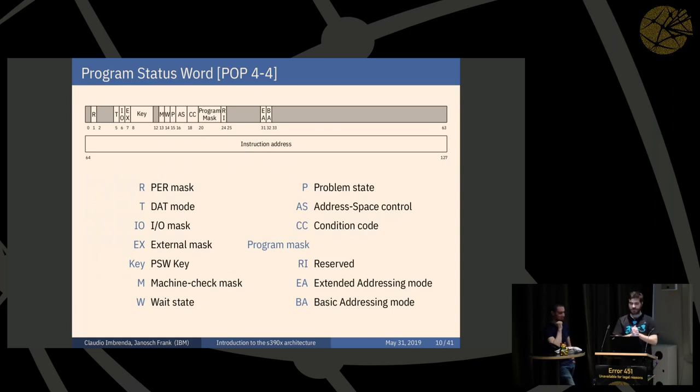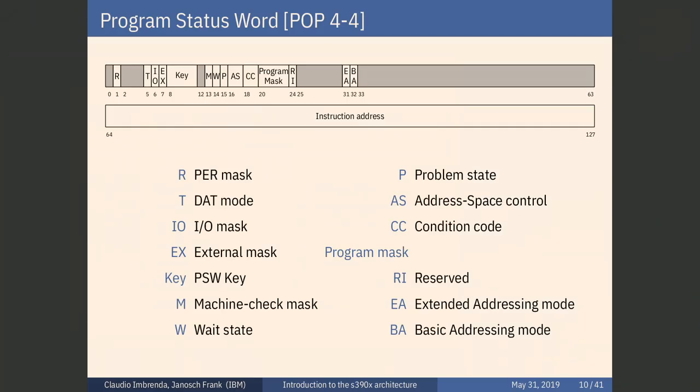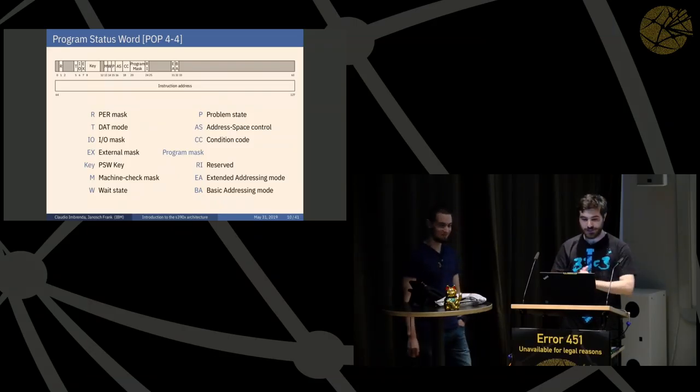Oh, program status word. Yes, this is a combination of what you find in other architectures as the flag register and instruction pointer. So here's just one thing. It's called program status word because it's actually not even a word, it's longer, but who cares? And it contains, of course, the instruction address and some other interesting bits.